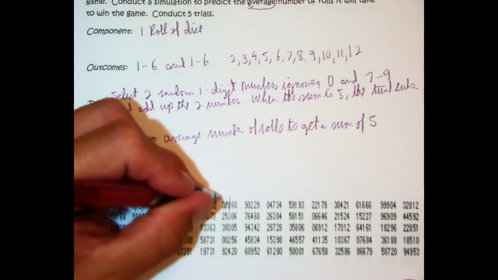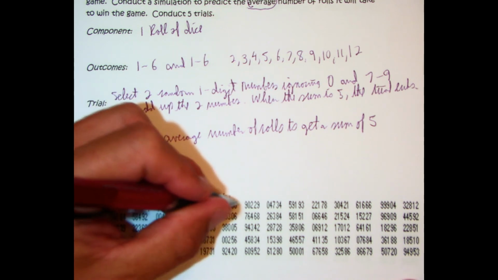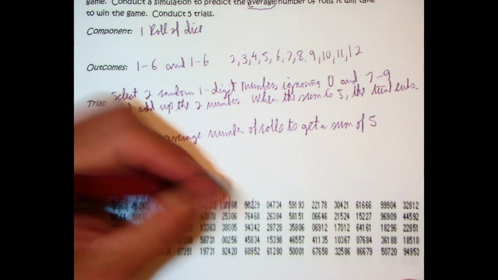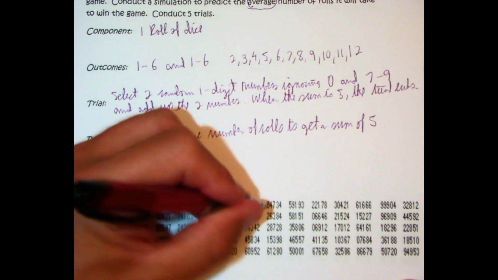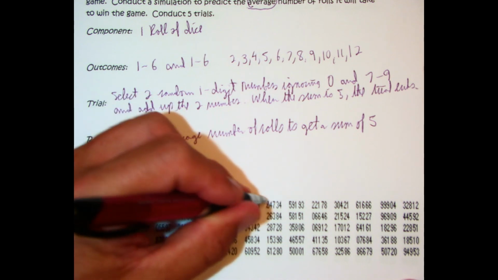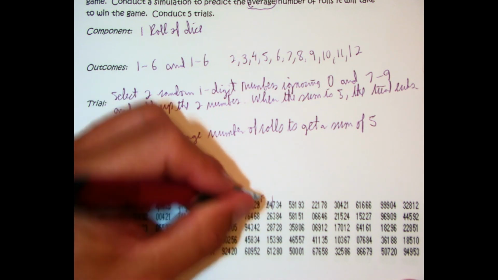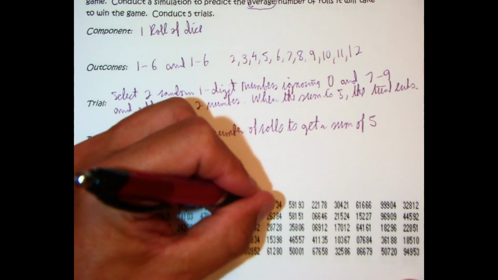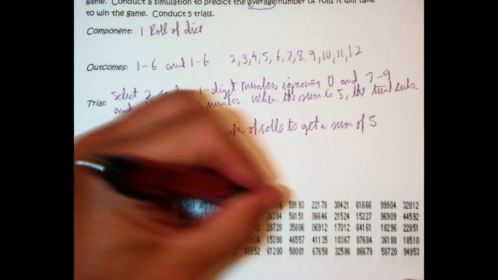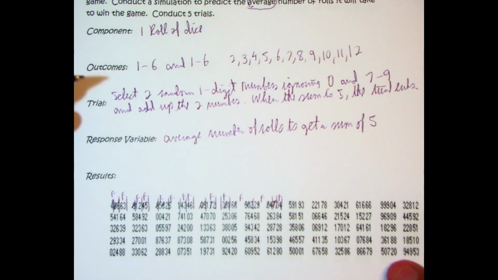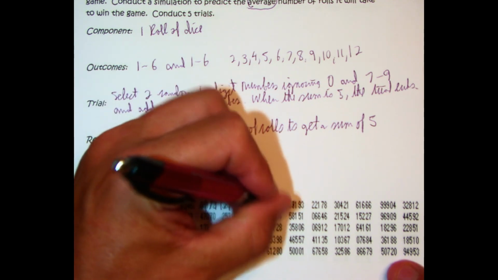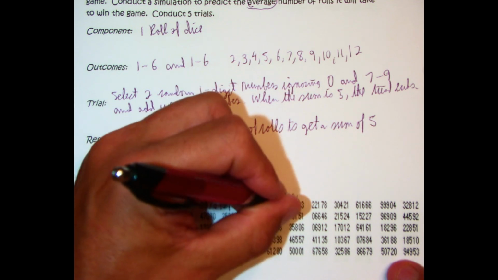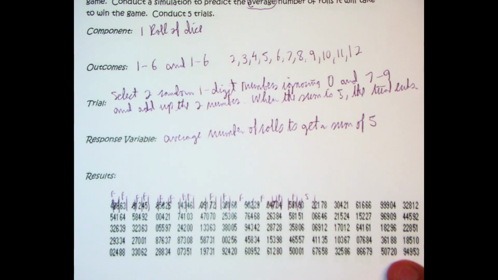3, ignore 0, 3 and 1 is a failure. 6, 9, 0, 6 and 2 is a failure. 2, ignore 9, ignore 0, 2 and 4 is a failure. Ignore 7, 3 and 4 is a failure. Let's see. 5 and 1 is a failure. Ignore the 9, 3 and 2 is a success.